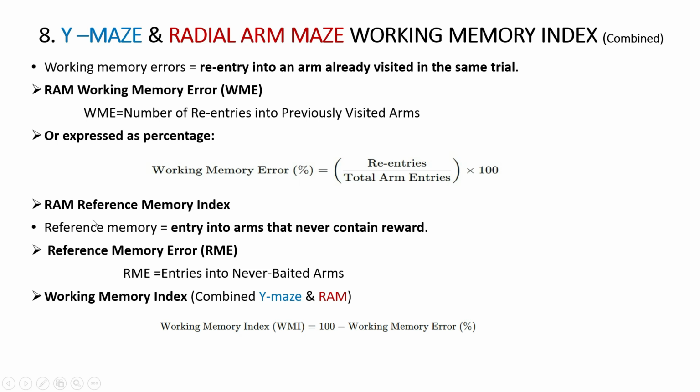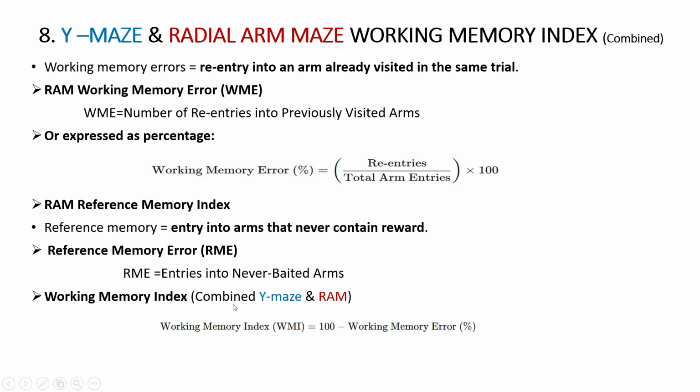RAM means radial arm maze, reference memory index. Previously you have seen how to calculate the reference memory index. Reference memory error equals entry into an arm that never contained rewards, bait or food. Reference memory error, RME, entries equal entries into never-baited arms.